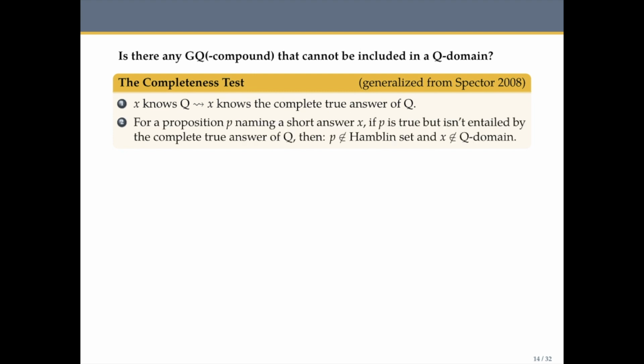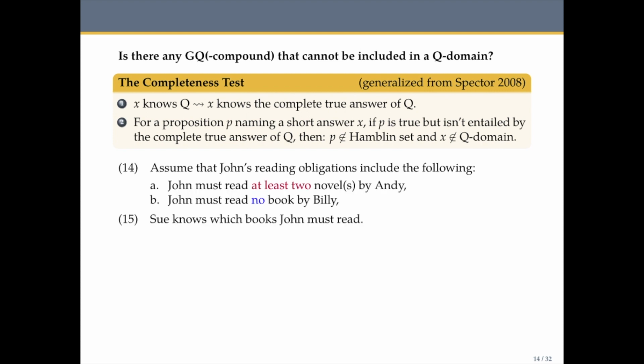For a proposition P, name the short answer X. If P is true but is not entailed by the complete true answer of Q, then we can conclude that P is not in the Hamblin set of the question, and X is not in the Q domain of this question. Keeping this in mind, think about the truth conditions of sentence 15 in the context of 14.